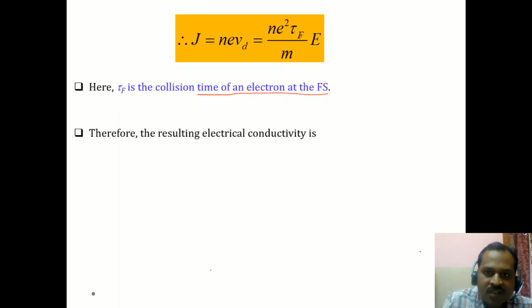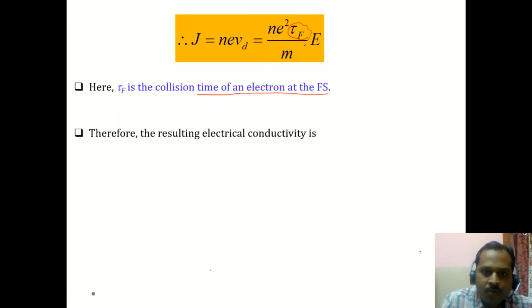Earlier it was n e square tau by m into E in the classical Drude model, whereas in the Sommerfeld theory, which is quantum mechanically corrected, it becomes n e square tau f by m into E, where tau f corresponds to the collision time of the electron at the Fermi surface.